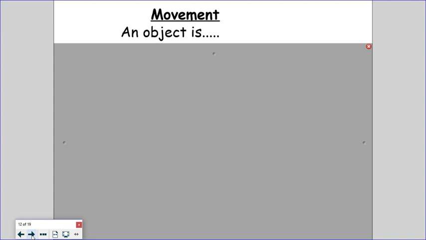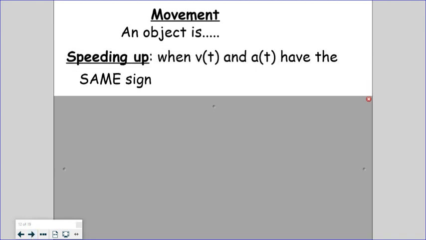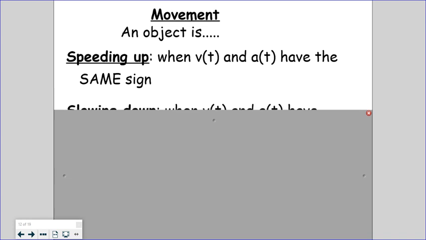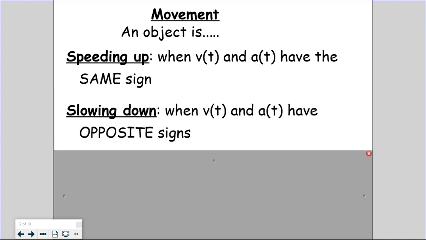Other movement topics that we would talk about is when is something speeding up or slowing down. To talk about speeding up or slowing down, you have to consider 2 different functions, and that is your velocity compared to your acceleration. If your velocity and your acceleration have the same sign, they're essentially working together. Whether that same sign is positive or negative, it doesn't matter, but our object would speed up if the velocity and acceleration are the same. It will slow down if they are working against each other. One of them is positive and one of them is negative. We would say that our object is slowing down.